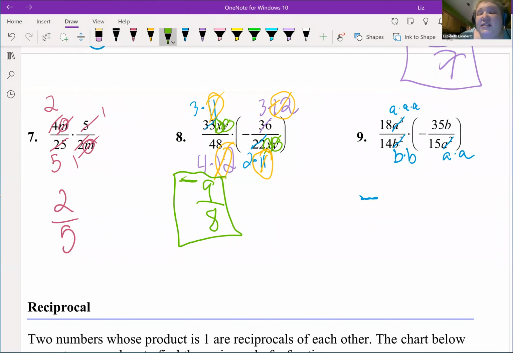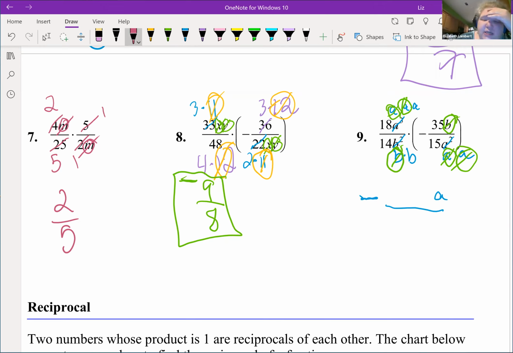Now I like doing this because then you can more clearly see this single b on top with this single b on the bottom, and they cancel out. A on the bottom and a on top, gone. A on top, a on the bottom, gone. It can be any top and any bottom as long as it's one over the other. So our final answer is going to have an A on top. Now we just got to crunch the number parts.